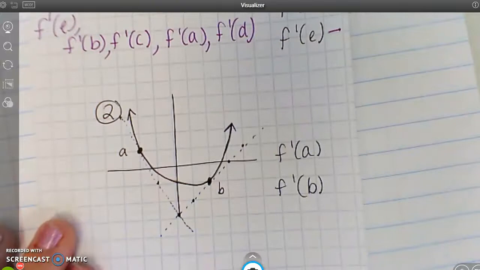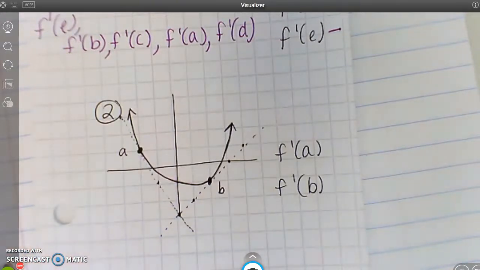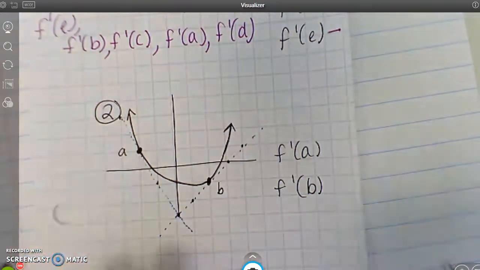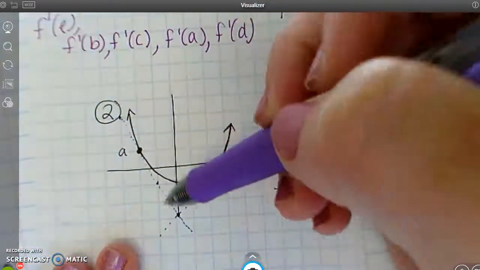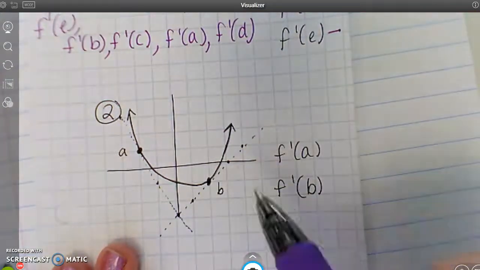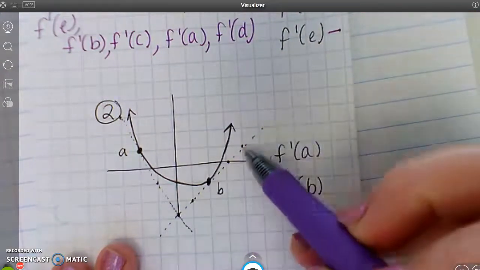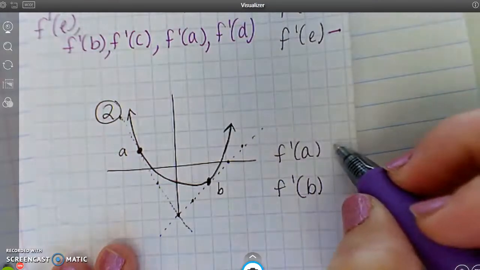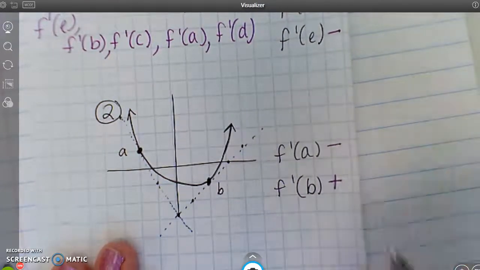So let's look at another graph. On this graph, I can identify, okay, A is going to be negative. I've already indicated what the tangent line would look like with these dotted lines. Same thing with B. I've already drawn the tangent line. I know that A is going to be negative. I know that B is going to be positive.